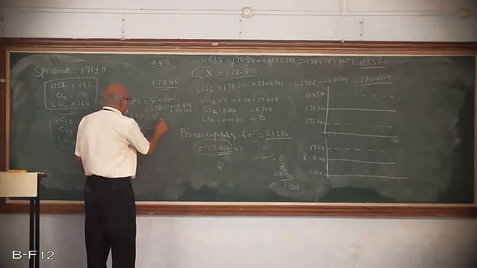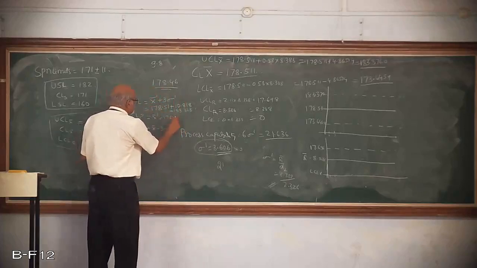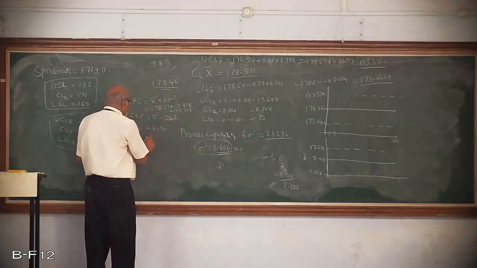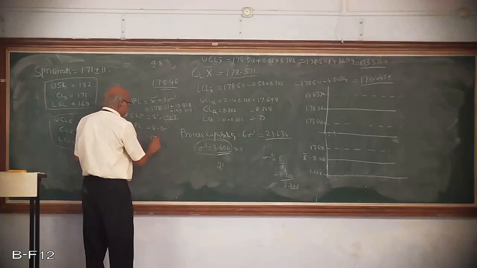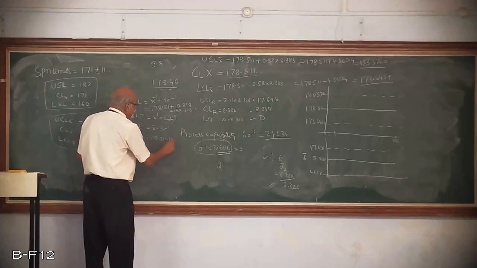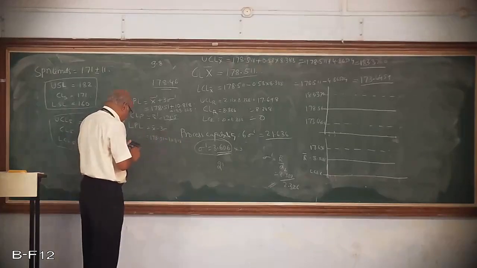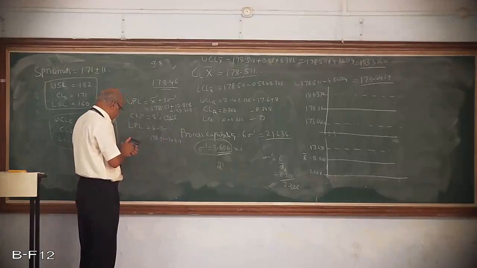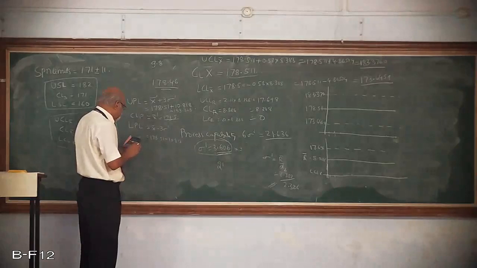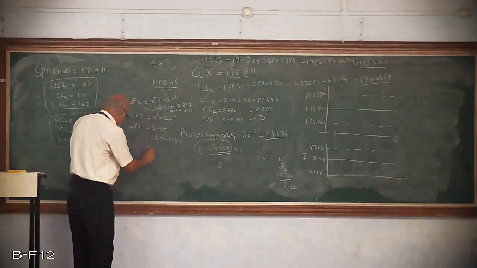And the center line is 178.51, and the lower process limit is 178.51 minus 10.818. So this is going to be 178.51 minus 10.818, which is equal to 167.692.